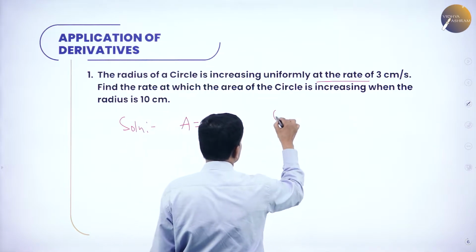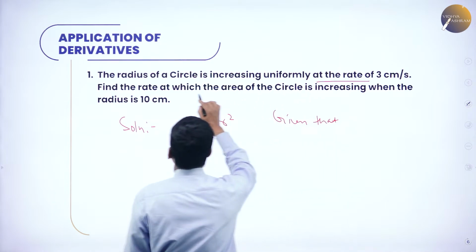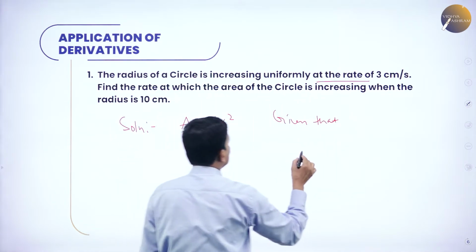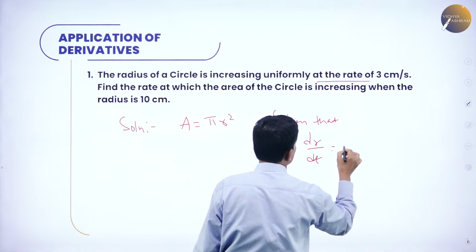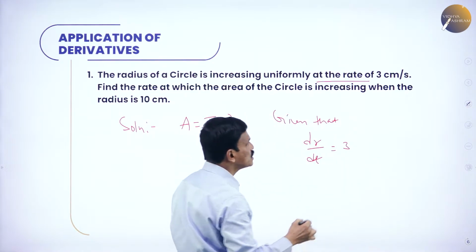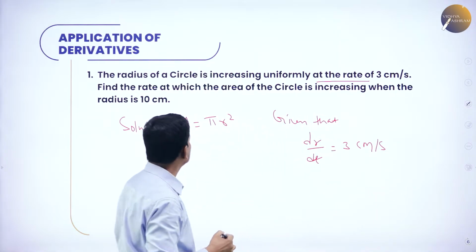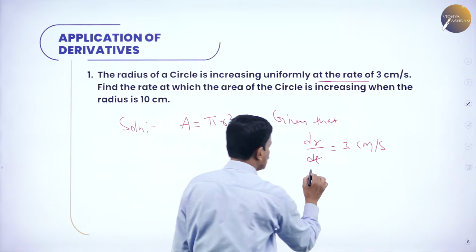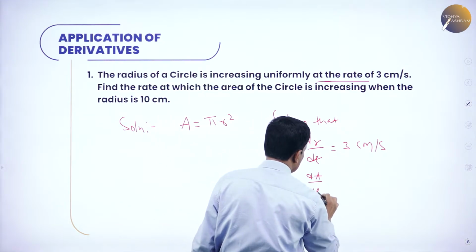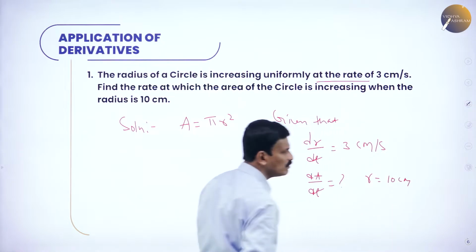What is given? Given that the radius of the circle is increasing uniformly. That means the rate of change of radius is dr by dt, which is equal to 3 centimeters per second. This is given. And what is to find? Find the rate at which the area is increasing, dA by dt equals question mark, when r is equal to 10 centimeters.